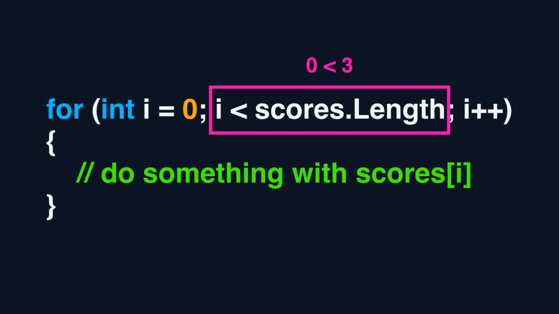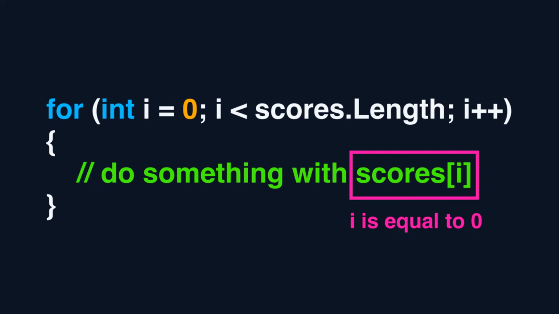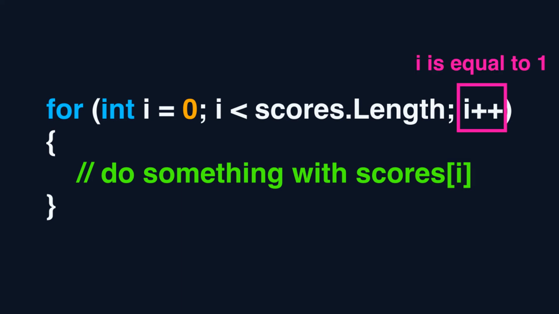So the loop begins. On the first iteration, we get the first element of the array and do something with it. Please note that we access the element using the variable as the array index. Since the variable is equal to 0, it returns the first element of the array. Then it reaches the end of the loop and the increment runs. It increases the value of the initialization variable to 1.